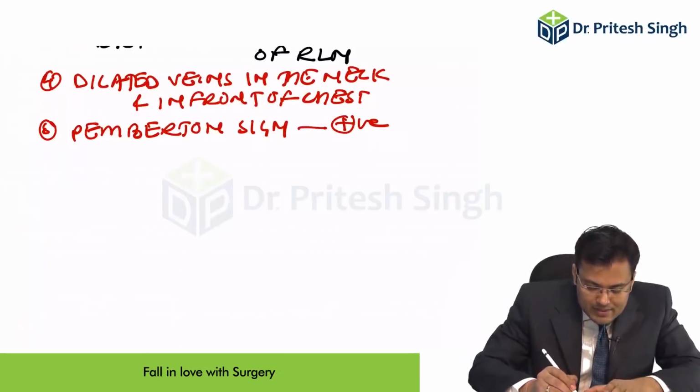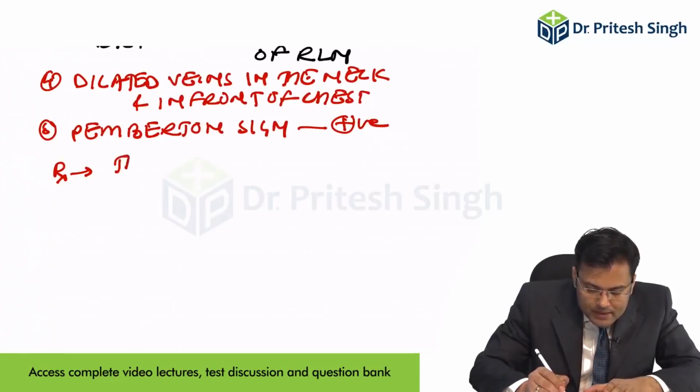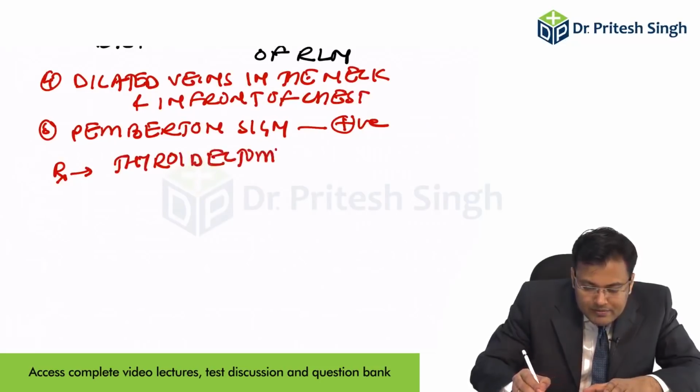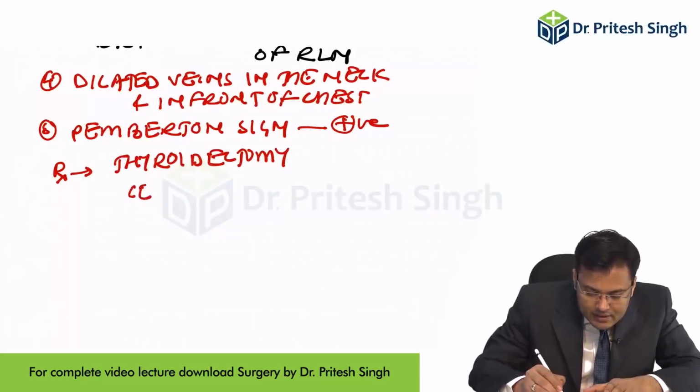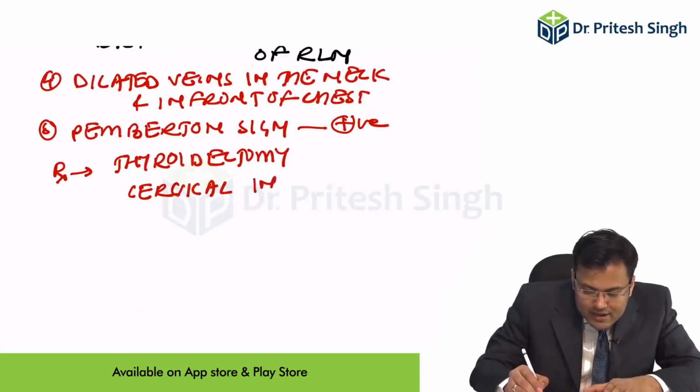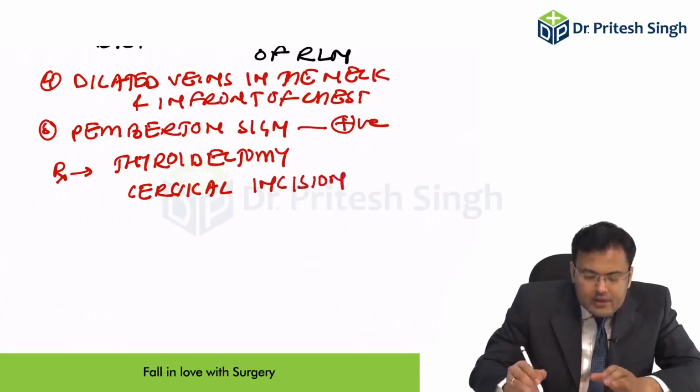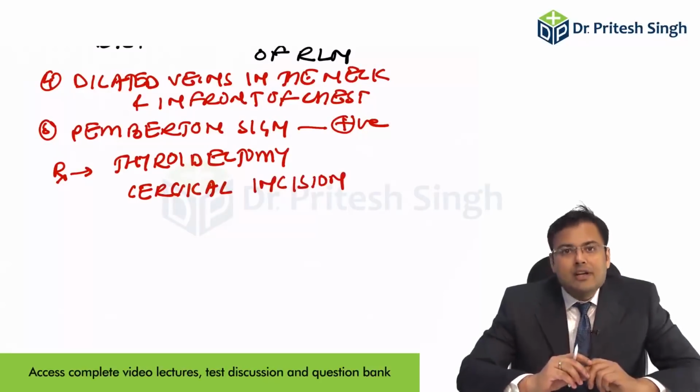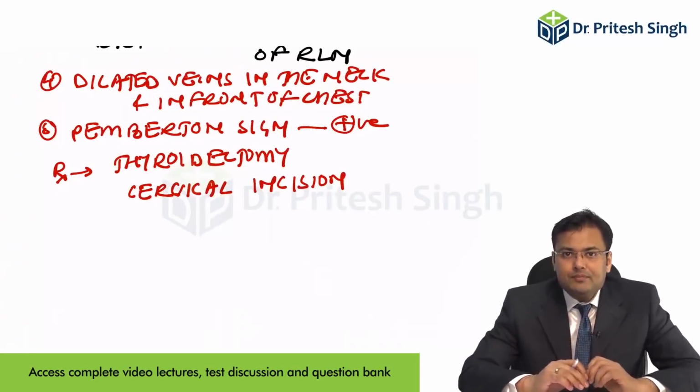And that's why the treatment is thyroidectomy, and the preferred incision is cervical. So cervical incision is preferred for removal of retrosternal, substernal or mediastinal goiter.